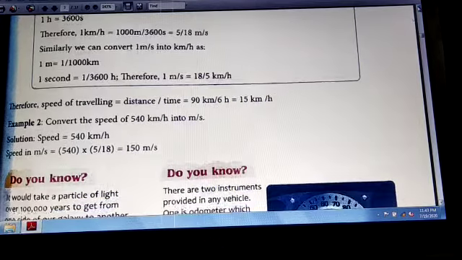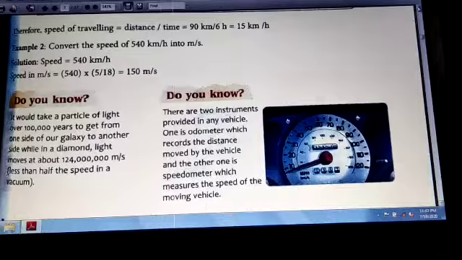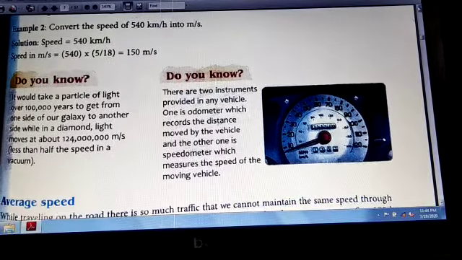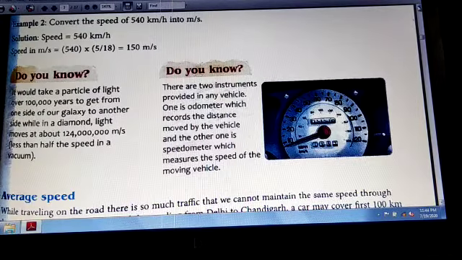Now two "Do you know" facts are given here. I am sending you videos of related numericals. The same number is not given, but you can easily understand by the calculation.